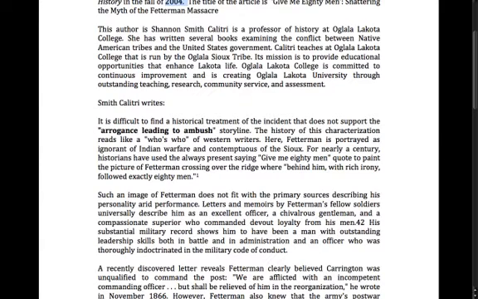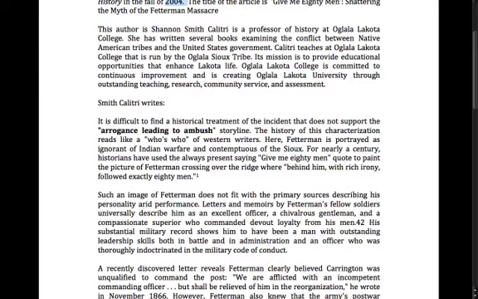It is difficult to find a historical treatment of the incident that does not support the arrogance leading to ambush storyline. The history of this characterization reads like a who's who of Western writers. Here, Fetterman is portrayed as arrogant or ignorant of Indian warfare and contemptuous of the Sioux. For nearly a century, historians have used the always present saying, "Give me 80 men," to paint the picture of Fetterman crossing over the ridge, where behind him, with rich irony, followed exactly 80 men.